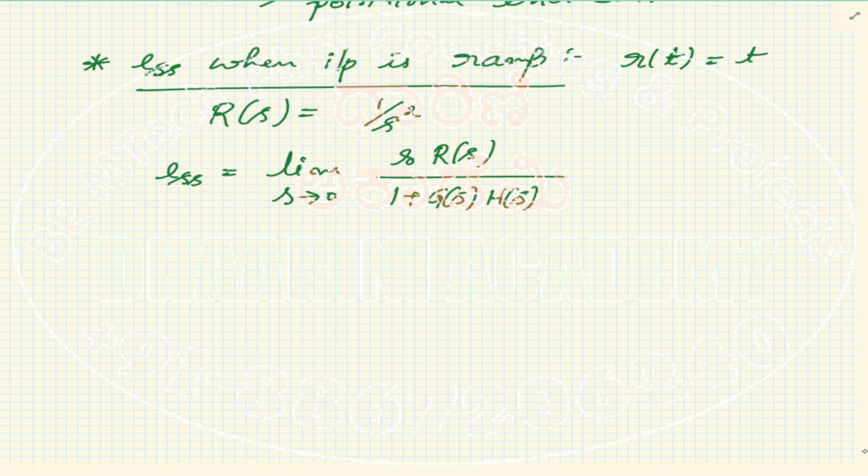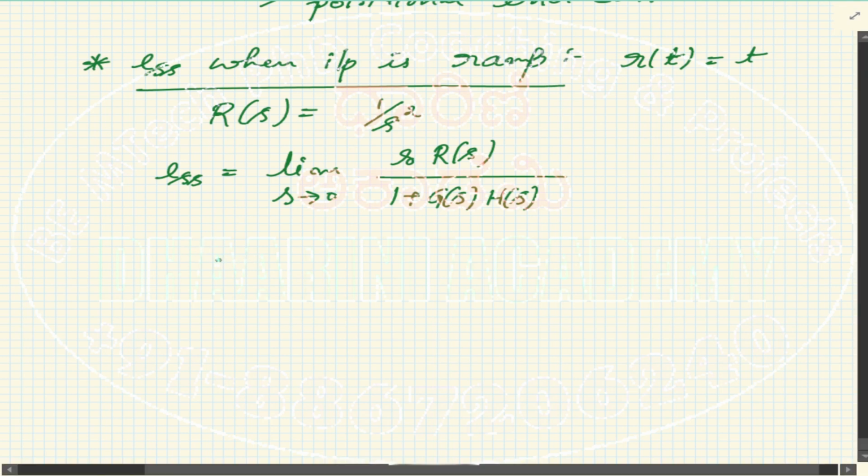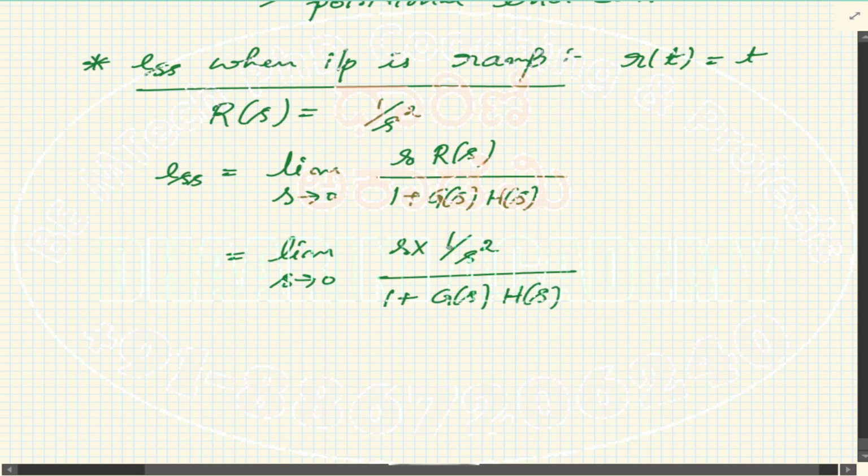All right, so therefore this is equal to limit s goes to 0 of s into, what is r of s, 1 by s square, divided by 1 plus g of s into h of s. We can see that one of the s will cancel. So the s can be written in the denominator: this is limit s tending to 0 of 1 over s plus s into g of s into h of s.